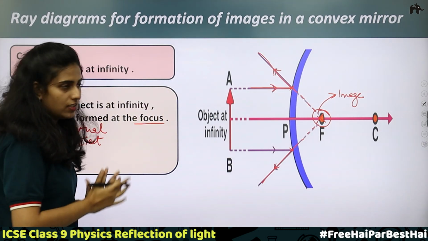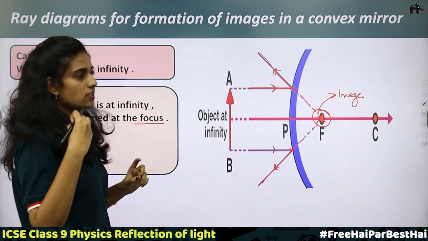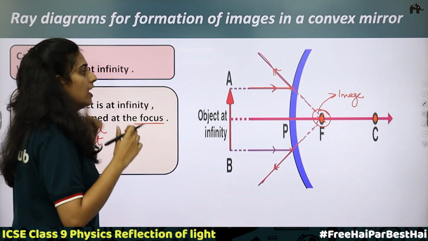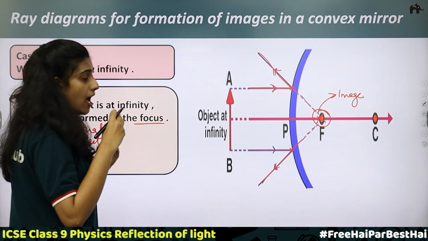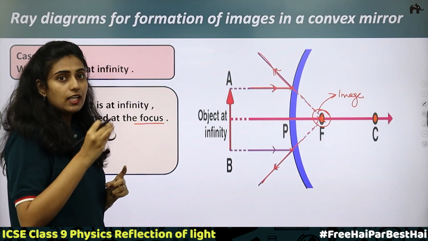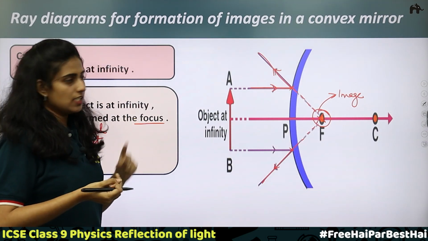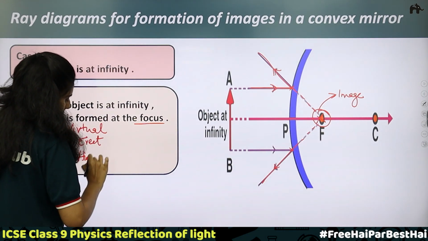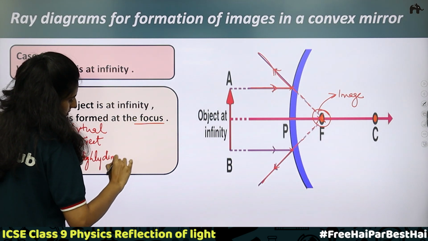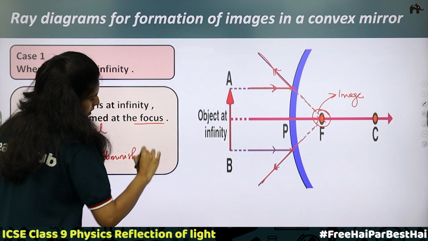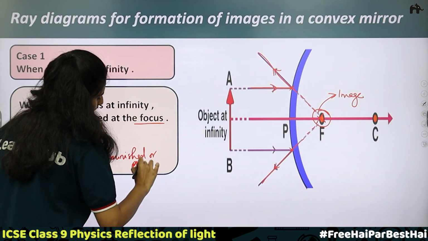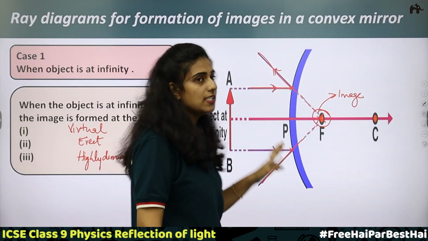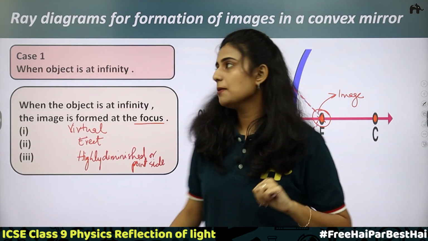When the object is at infinity, whether concave or convex, the image will be formed at the focus. The only difference is that in the case of a concave mirror, you get a highly diminished point image, but it is a real and inverted image. Here it will be a virtual and erect image. The size will be highly diminished, or point sized. So where is the image formed? Is it on the same side as the object? No. Here the image is formed behind the mirror. So these are the properties of the image.